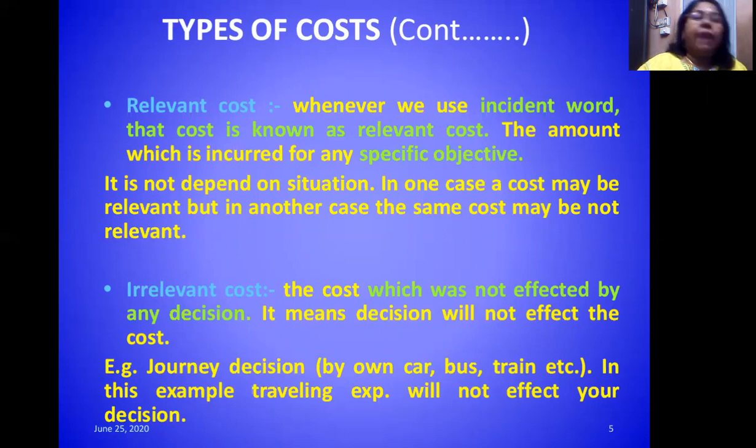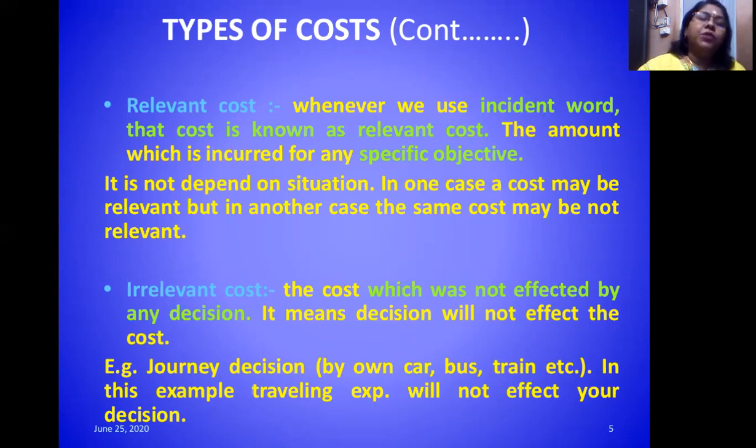If you are not going to consider the traveling expenses, you want to be comfortable and feasible in traveling, then the traveling expenses is an irrelevant cost for you. At the same time, if I'm considering whether the traveling expenses is as per my ability to pay, that means the traveling expenses are relevant costs. So based on the relevance, we take the important decision, because I'm considering that traveling expenses is important to decide whether I want to go by car or by train or by bus.